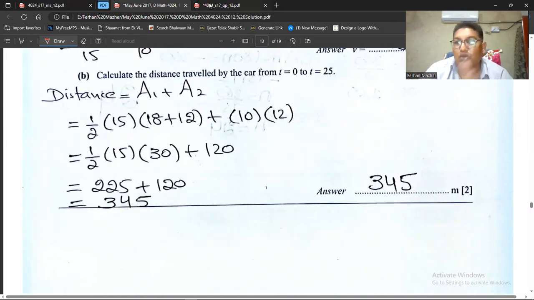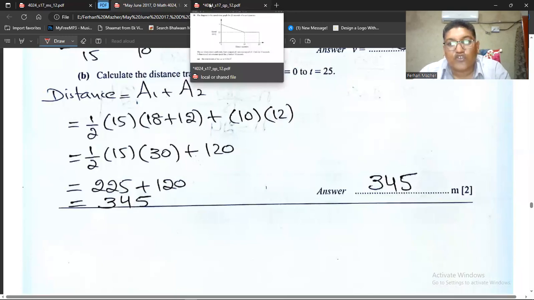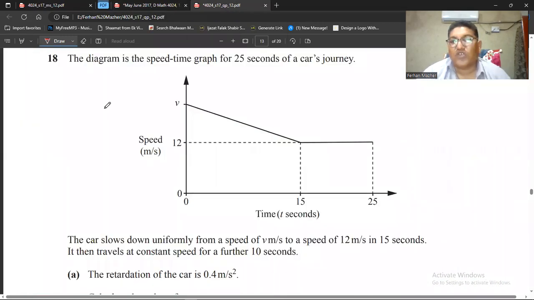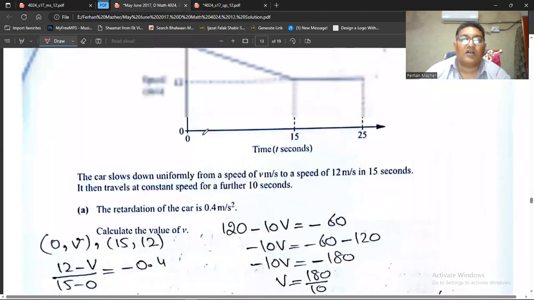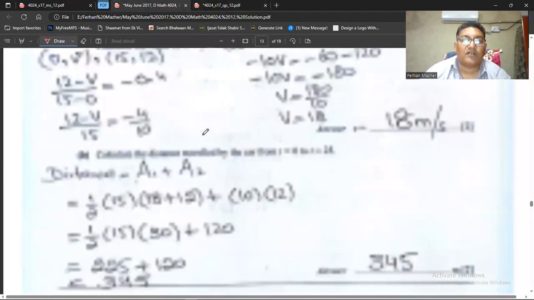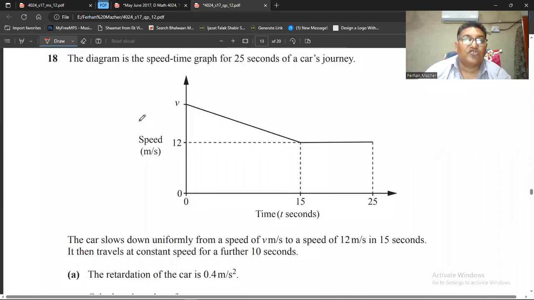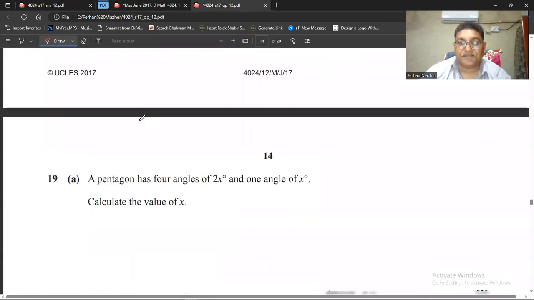This is the solution. You can pause the video if you want to take more time with this. Okay, so let me show you. I think I have drawn on the, no, I have not drawn on the diagram. Okay, so that was question number 18.